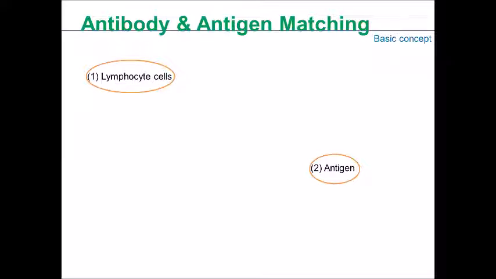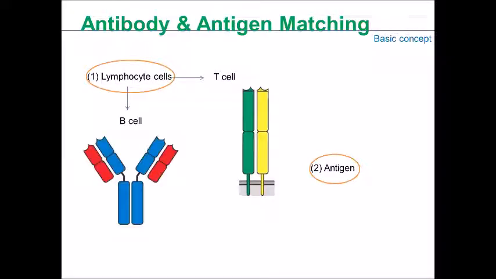Okay, before that, let me briefly recap about the antigen and antibody matching. Like I mentioned just now, there are lymphocyte cells in terms of the B cell and T cell. So this is a B cell, this is a T cell. The B cell and T cell consist of receptors. The receptor is the component of the cell itself that is used to recognize the antigen. The antigen consists of bacteria, fungi, parasites and viruses. They also have their own receptors.